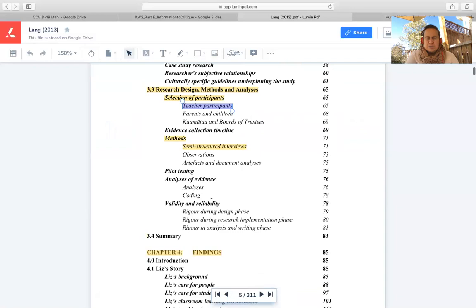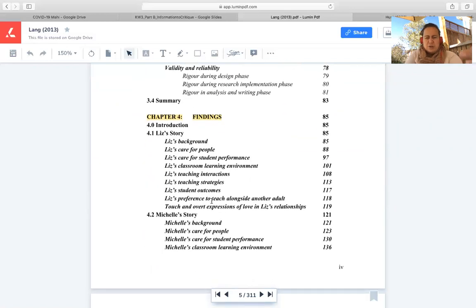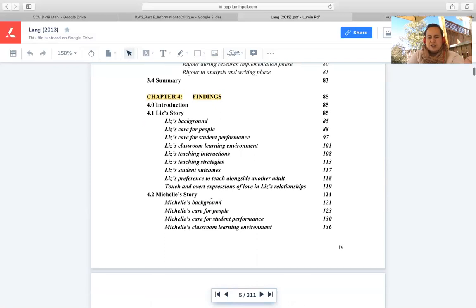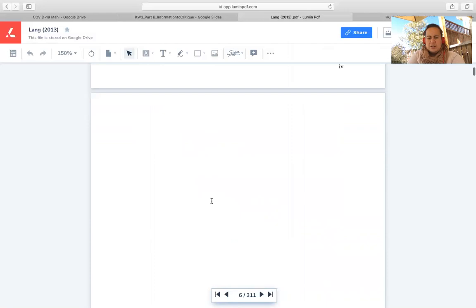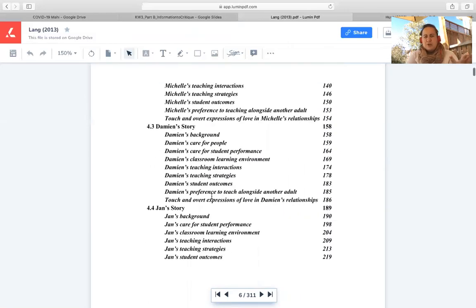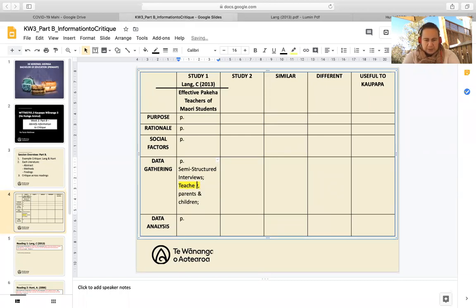It's all right. So we can go in here, and so you can see here in the background. So I know by reading, she actually interviewed Liz, Michelle, Damien, and Jen. So she actually interviewed 4 teachers. So again, I can put that in here. 4. Sorry. Yeah, so I know she interviewed 4, and 4 is okay.